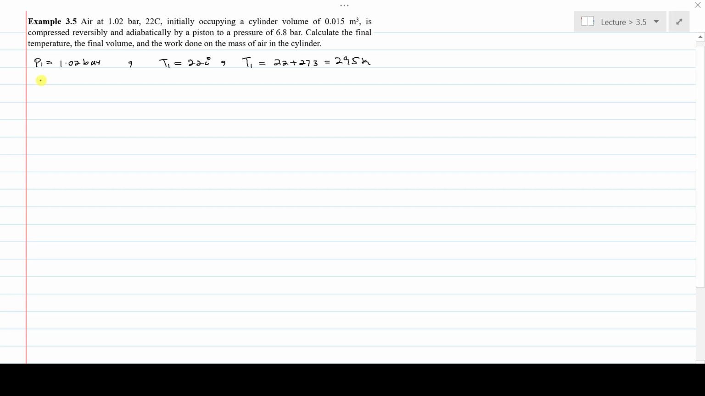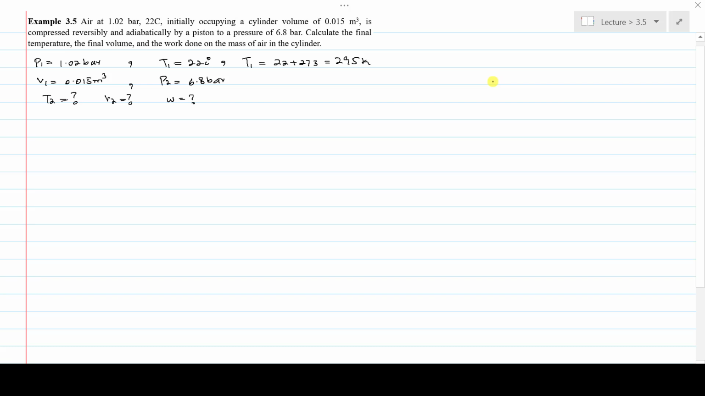Initial volume before compression is 0.015 meter cube, and after compression the final pressure obtained is P2, and it is 6.8 bar. What we need to calculate is the final temperature T2, final volume V2 and the work done on the mass of air in the cylinder. How much work is supplied to the compressor in order to compress this from pressure P1 to pressure P2.